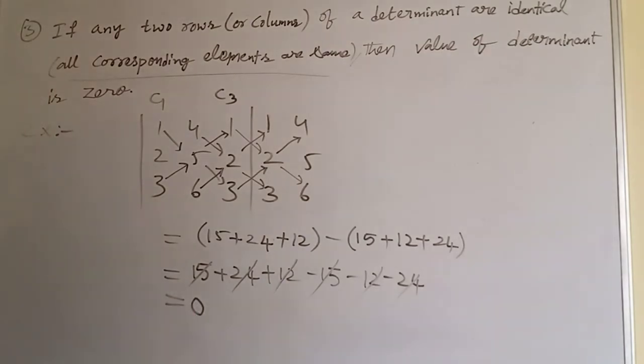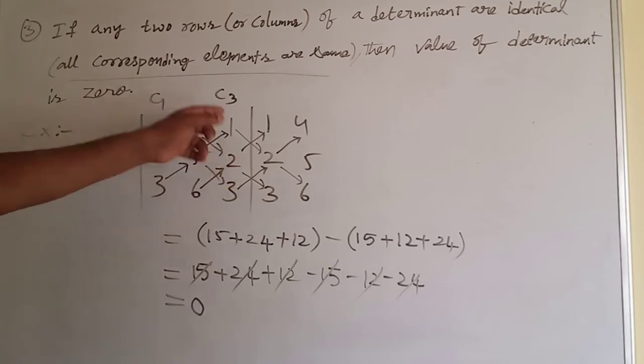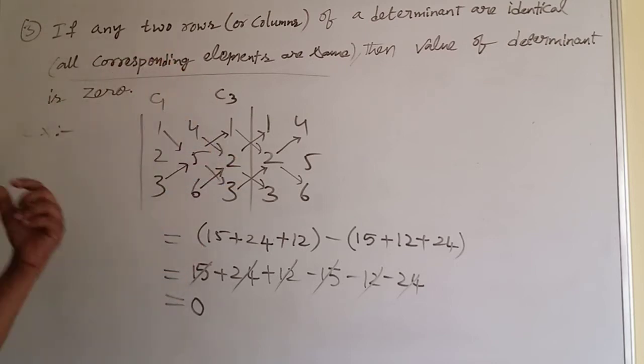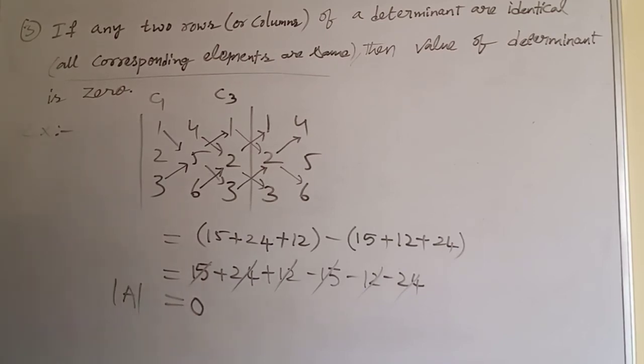So you have understood now. If any two rows are identical or two columns are identical, our determinant value, det A, is equal to 0. That is your third property. Let's move on to the fourth property.